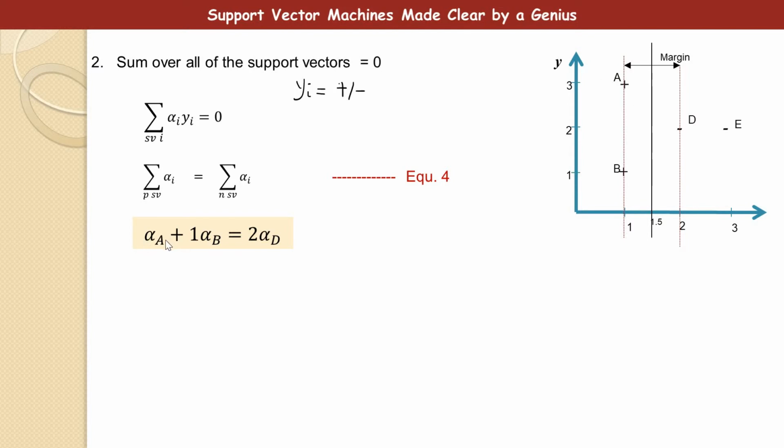Okay, so we now have equation 1. For the 3 data points, we are summing over all of them. Of course, you know that alpha E is equal to 0, and that is why it is not making the equation alpha E equal to 0. So for every other point, 1, 2, 3, alpha A plus alpha B equals 2 alpha D. Okay, so let's continue.